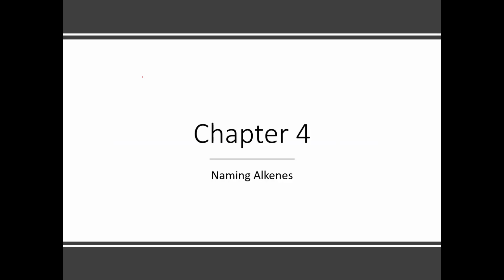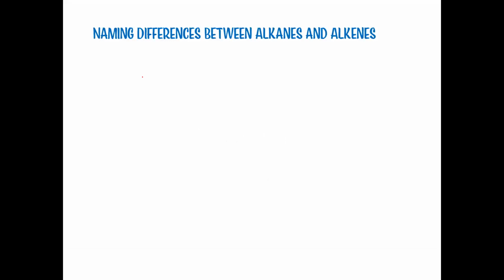In this video, we're going to go over Chapter 4, Naming Alkenes. There's a difference between naming alkanes and alkenes. For alkanes, the C single bond is an alkane, and the suffix is -ane. For alkenes, it's a double bond, and the suffix is -ene. So just like it has in the name, -ene versus -ane.